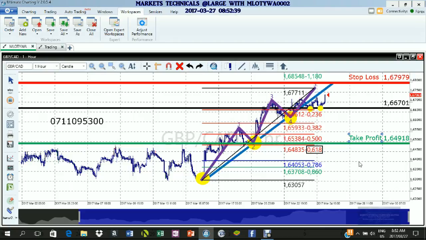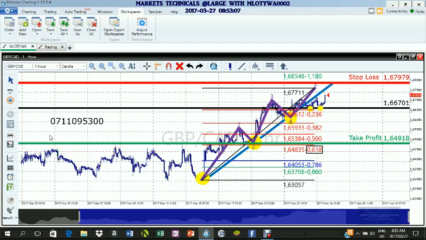So the trade will be entered at this rate, immediately after the break of this. So it's 1.6670, and then this is where your take profit will be.